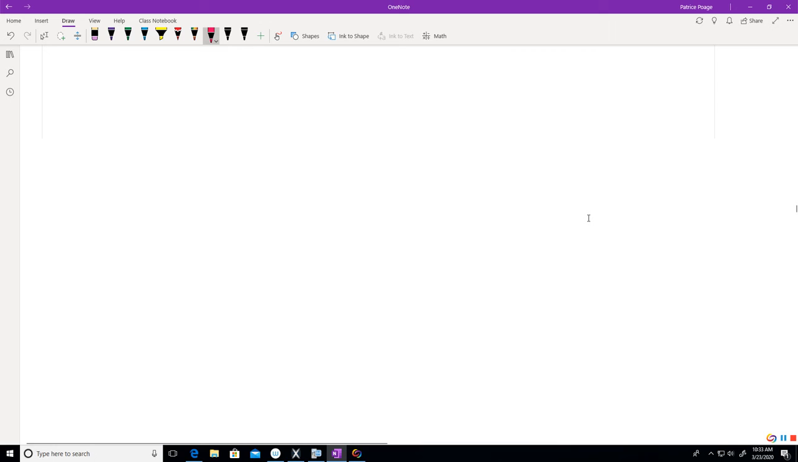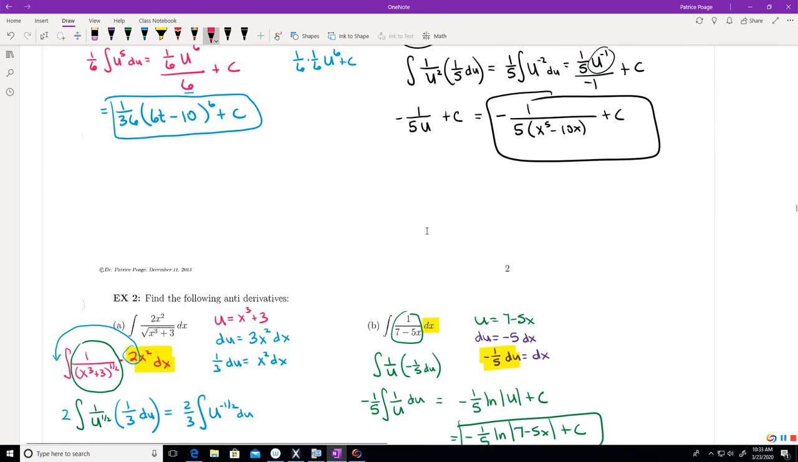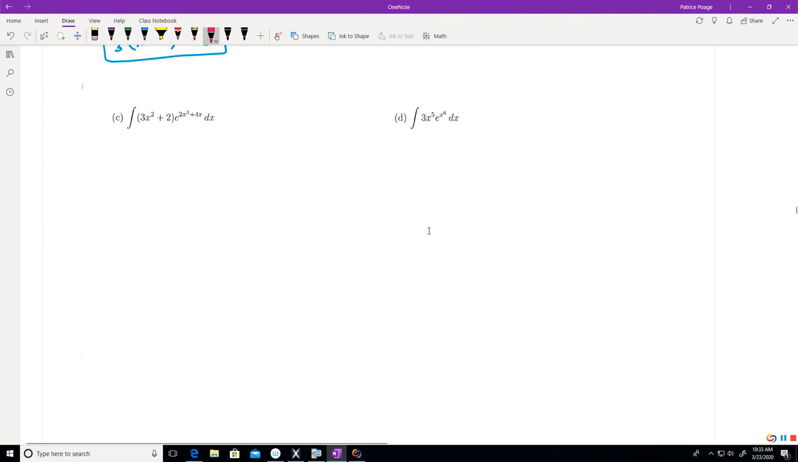All right. Taking you back now to example 2, part C. So here we have a bunch of stuff going on, but we have an e. And this e has an exponent right there. So I'm going to let my u equal 2x cubed plus 4x. So right now, I'm able to replace that part with e to the u.